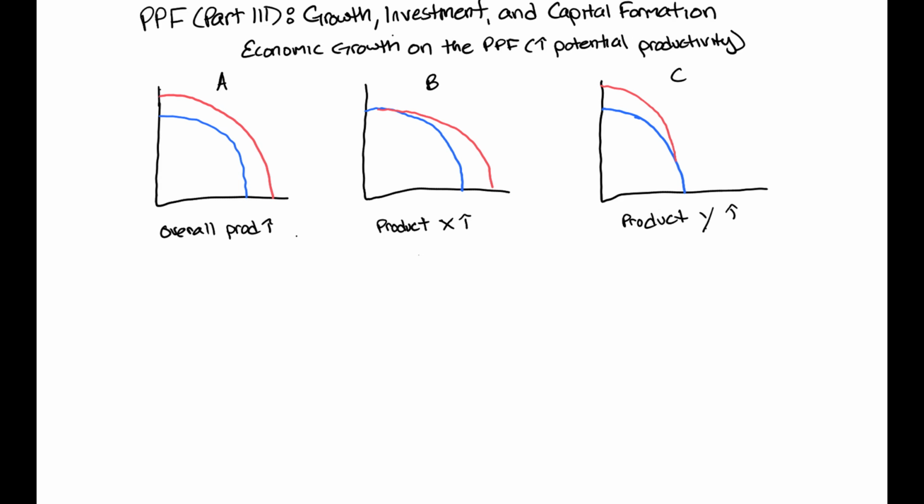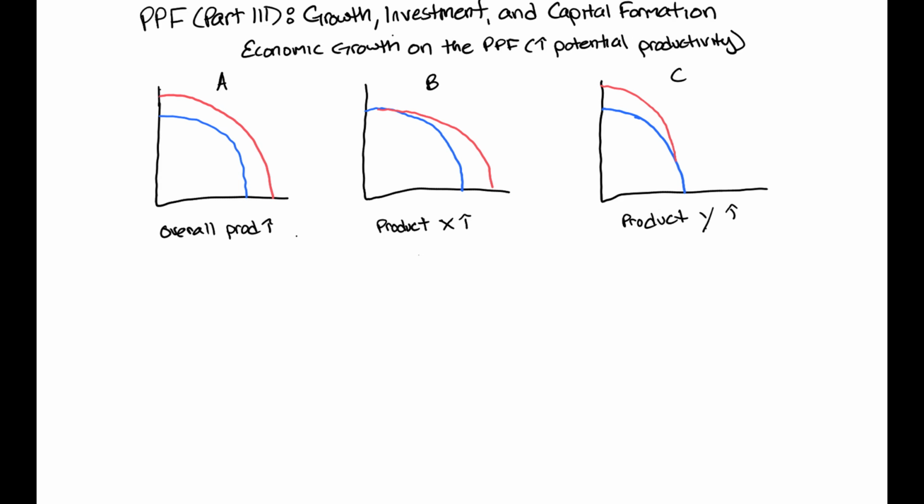For part B, you're seeing an increase only in the potential productivity for one product. So this would be, for example, if there was a change in technology that was specific to the production of one product but didn't apply to the other, this would increase only the productivity along your x-axis, and C would be the opposite. This would be if there was a change that only increased productivity along your y-axis. So these are the three different ways the AP exam will show economic growth happening on the production possibility frontier.